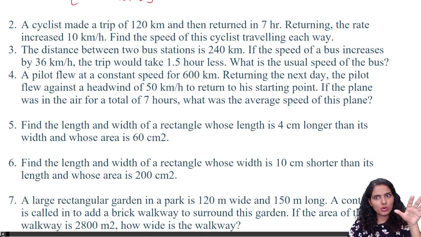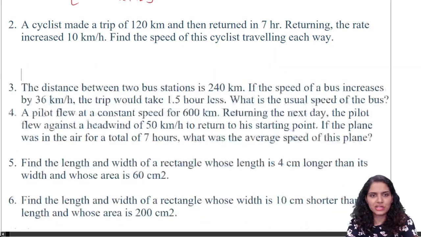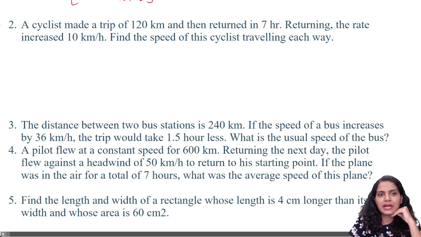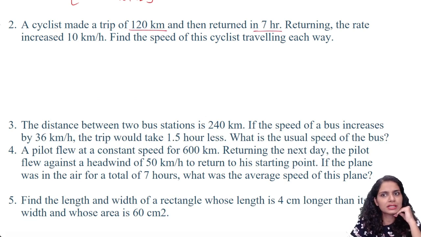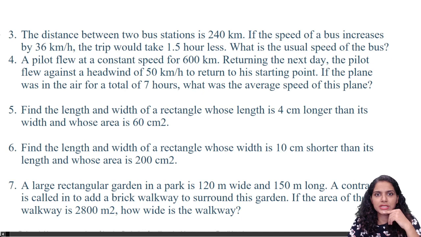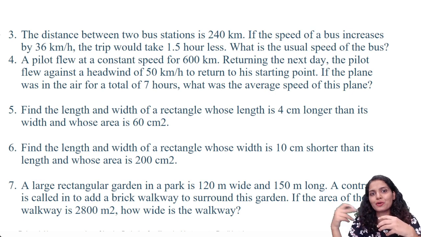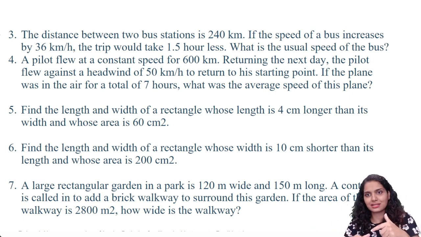Okay, we have 3 more questions. Why don't you try this as homework? Let me check if you can do these questions. A cyclist made a trip of, yes, correct. Exactly like the previous question, you can do it. The distance between the 2 bus stations is 240 kilometers. Okay, the speed of the bus increases. We can do it, right? 2 cases: with the normal speed and when the speed is 36 kilometers per hour more. So earlier it was x and now it will be x plus 36. Distance will remain the same. There is a difference in the time which is given to you.